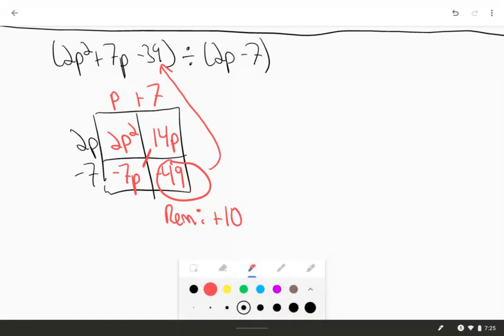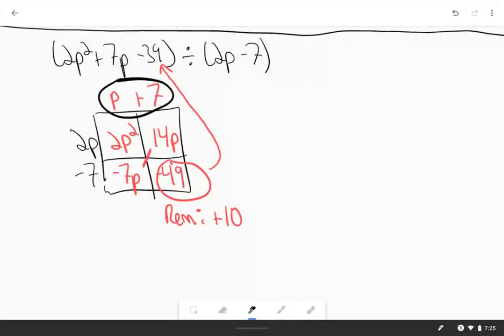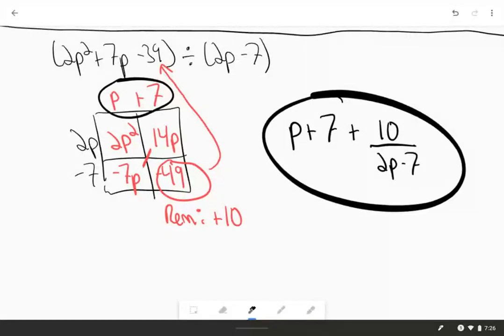All right. So now all that's left to do is to write my answer. So my answer is up here. So p plus 7. Okay. And then I'm going to add an extra term where my remainder is the numerator and my original denominator, 2p minus 7, is the denominator. So p plus 7 plus 10 over 2p minus 7. Okay, that is your answer to number 2.